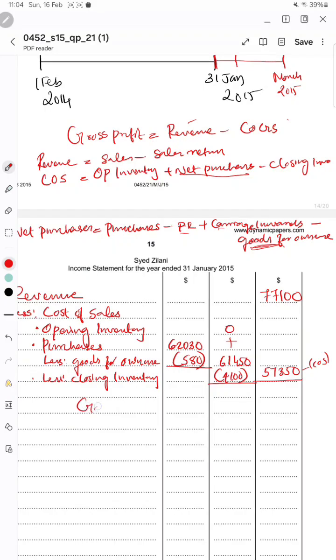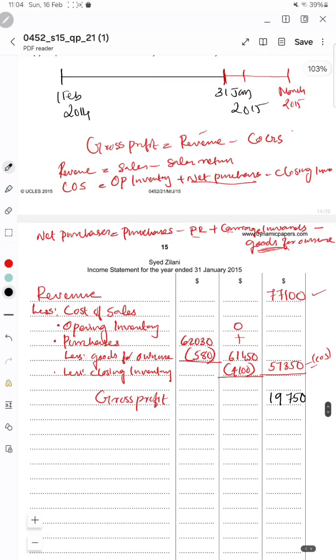Now apply the equation for finding gross profit. Gross profit is equal to revenue minus cost of sales. So you will get gross profit as 77,100 minus 57,350, which will be 19,750, isn't it? This is called gross profit. Now the trading section is over. This is called the trading section, which is directly related to the production.